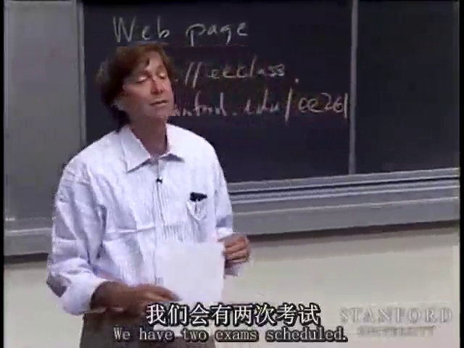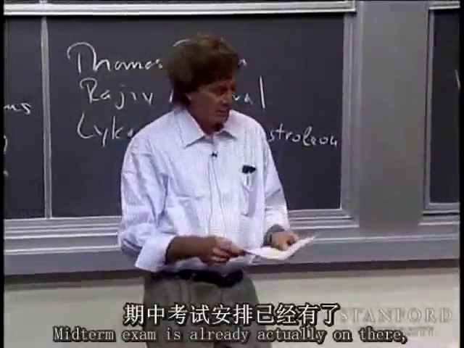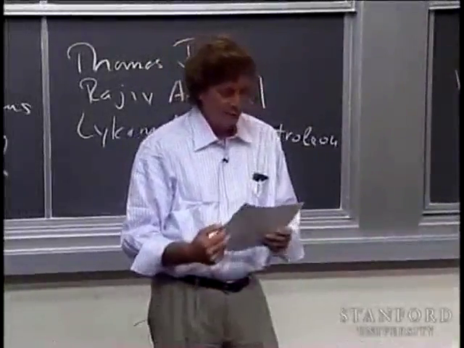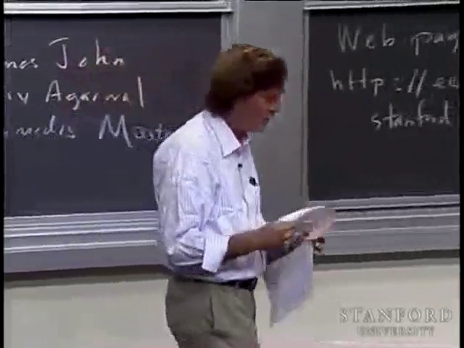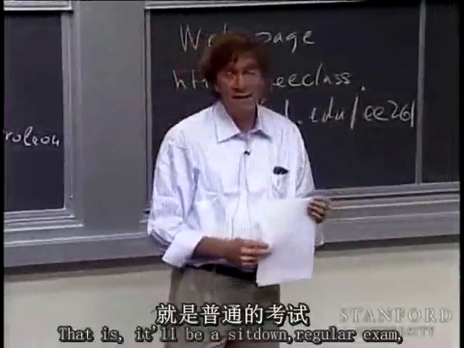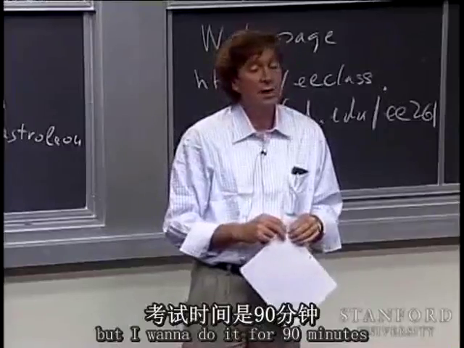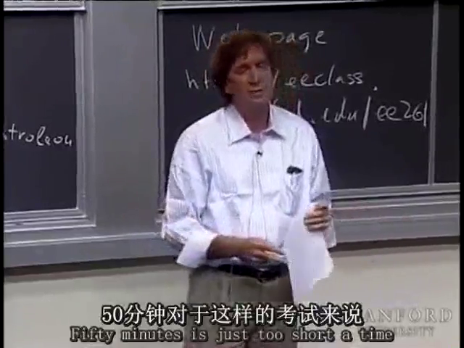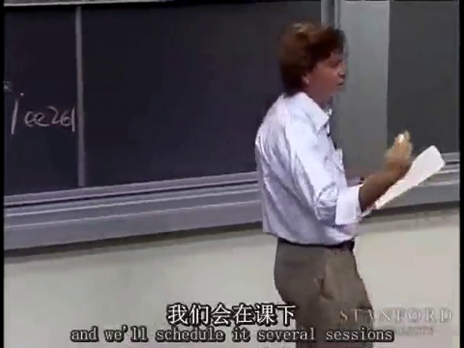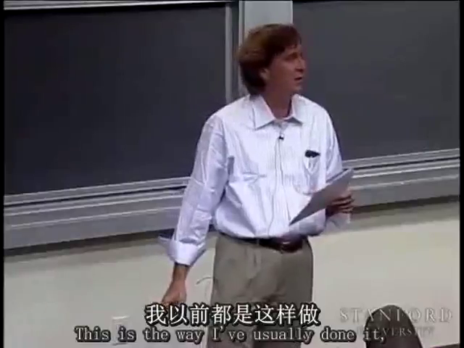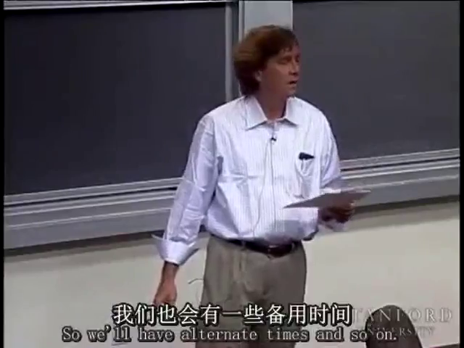We have 2 exams scheduled. We have a midterm exam and a final exam. I'm going to schedule the midterm exam. Midterm exam is already actually on here, at least tentatively, sort of toward the end of October. We'll have it outside of class. That is, it'll be a sit-down regular exam, but I want to do it for 90 minutes rather than 50 minutes. 50 minutes is just too short a time for a class for a material like this. So it'll be a 90-minute exam, and we'll schedule it several sessions outside of class. This is the way I've usually done it, and it hasn't been any problem. It's worked out all right for everybody, so we'll have alternate times and so on.